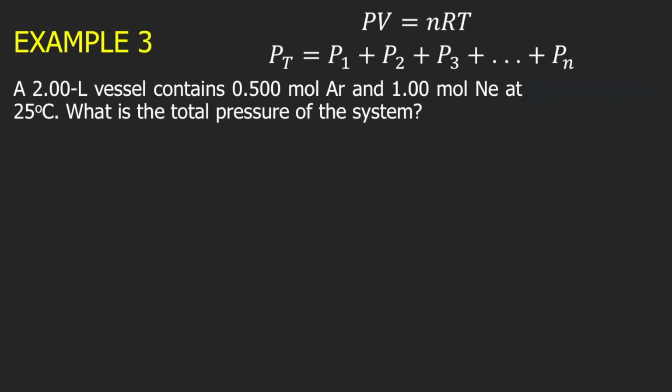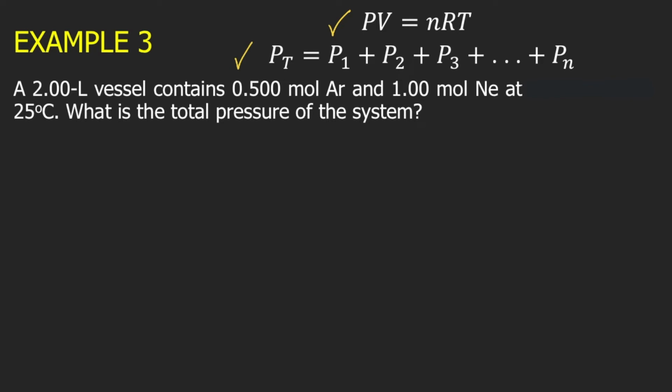Now let's move on to our last example, example 3. A 2-liter vessel contains 0.5 moles of argon and 1 mole of neon at 25 degrees Celsius. What is the total pressure of the system? Now, actually, example 3 has two solutions, and I will show you both solutions in this video. The first solution needs two formulas. First is the ideal gas equation, PV equals nRT, and the second one is Dalton's law, which we just discussed a while ago.